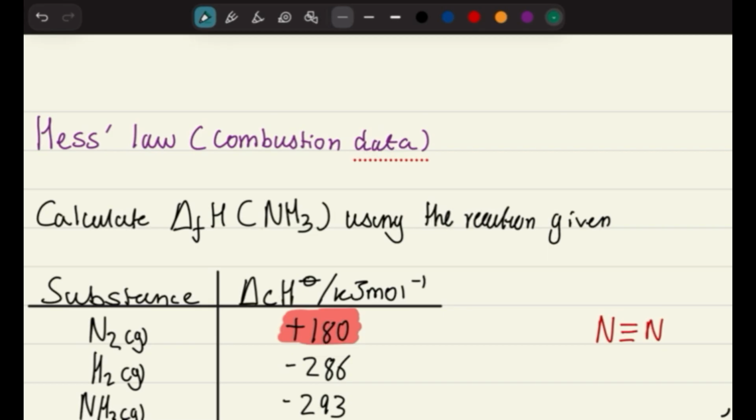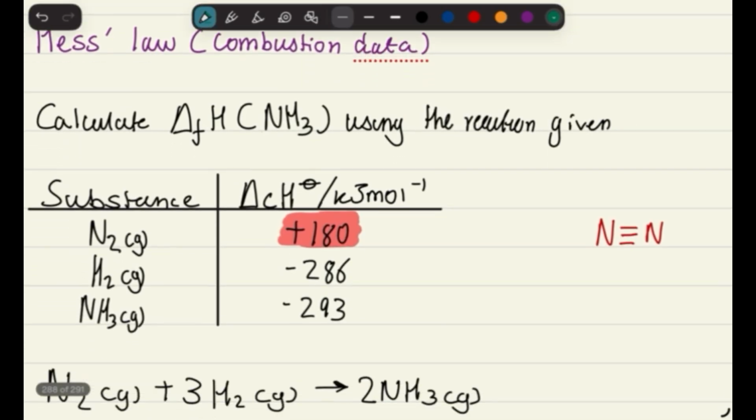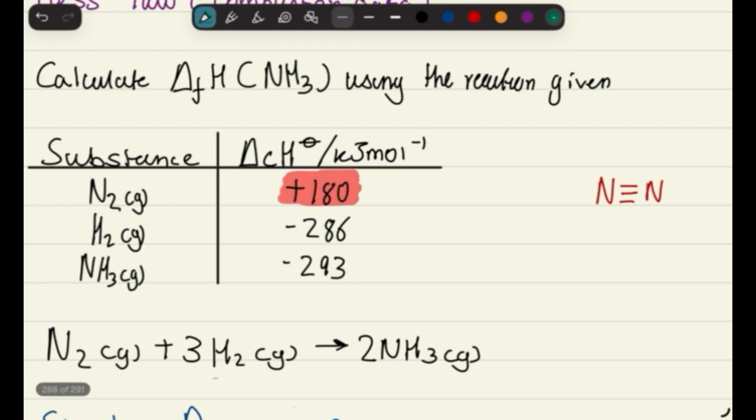Now we're finding the enthalpy change of formation of ammonia using the reaction given. You can see the reaction below: N2 plus 3H2 goes to 2NH3 gas. Now, the reason I've highlighted that positive 180 in the table is because I've told you in the past that all of the enthalpy change of combustion data should be negative. So when I see positive 180, I'm a bit confused.